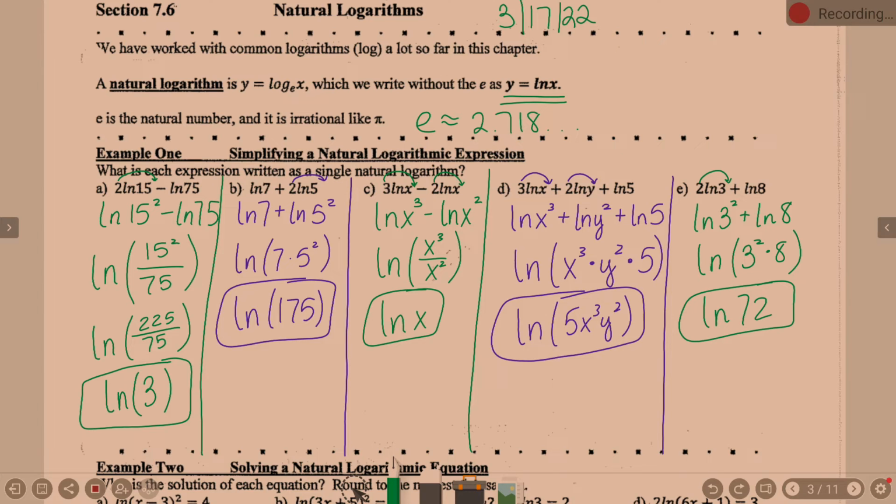Notice on something like natural log of 72, I didn't put parentheses. I don't necessarily have to put parentheses. Did you notice on the previous one? This previous one would be wrong without parentheses because there's multiple pieces in there. So do be careful. Questions?